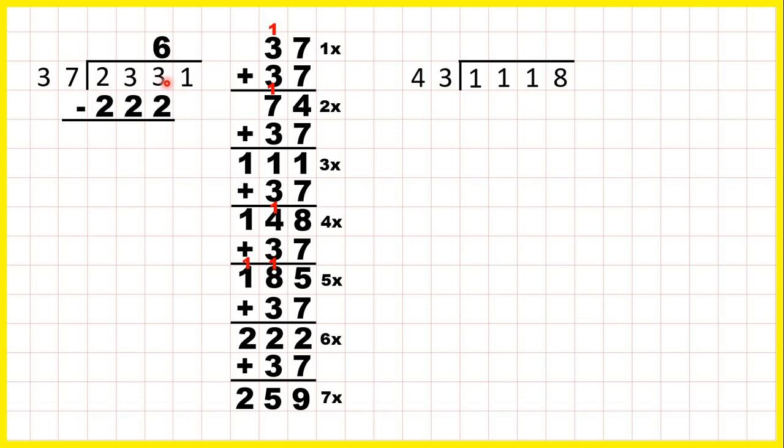Now, 233 minus 222 is 11, and we can bring down the 1, so we have 111 divided by 37. We can see that that's exactly 3 times, so we have 3 as the last digit of our answer. Now, there was a shortcut here. Once we'd got to 111, we could have just doubled to get to 222. So if you double 3 times, you'll get to 6 times. And that would have saved us time here, because we didn't actually need to know what 4 times or 5 times were to get our answer.